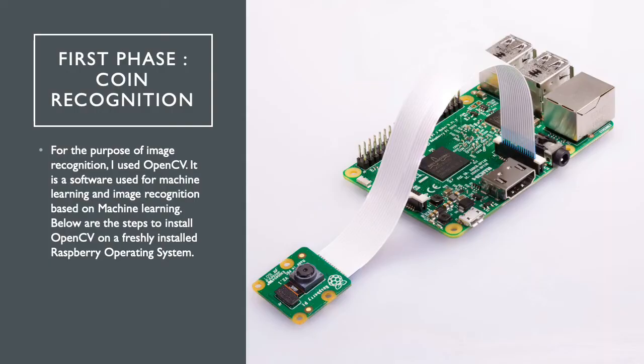So let's talk about the first phase. The first phase is coin recognition. For the purpose of coin recognition, I have used a software called OpenCV. OpenCV is a software that is used for image recognition and contour detection, and it is all done on the basis of machine learning. And now in the next slide, I'll be talking about the steps of installing OpenCV on a freshly installed Raspberry Pi operating system.